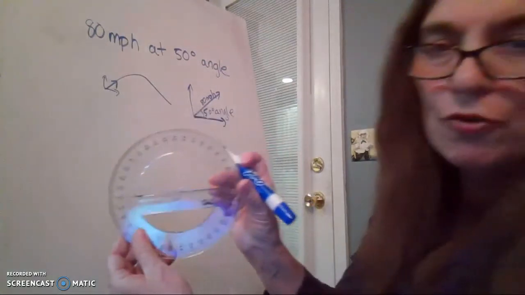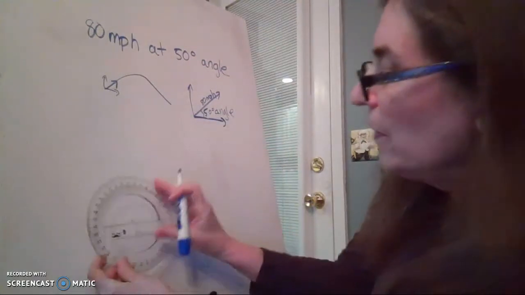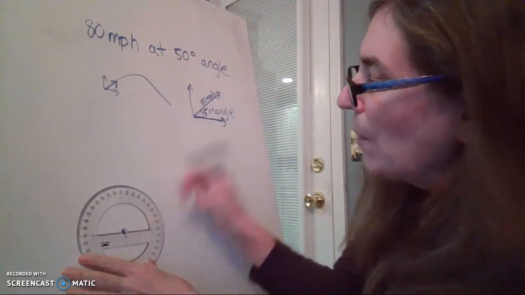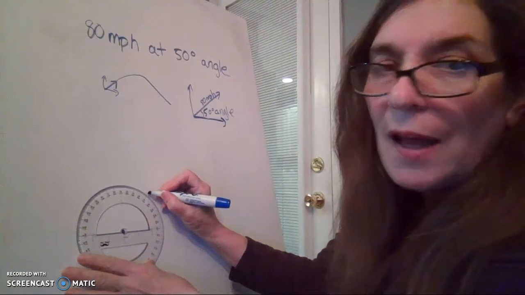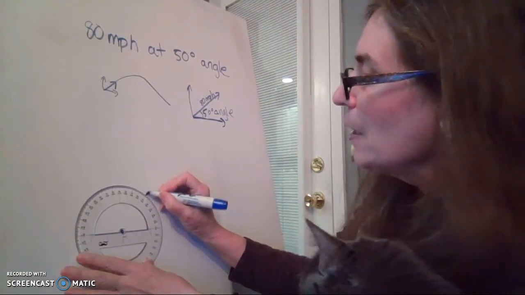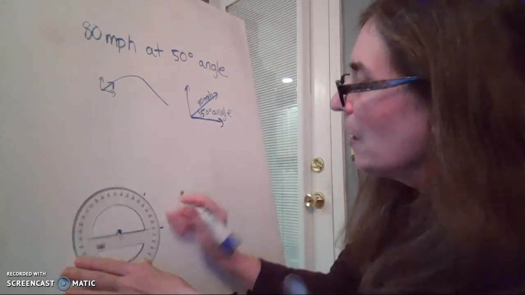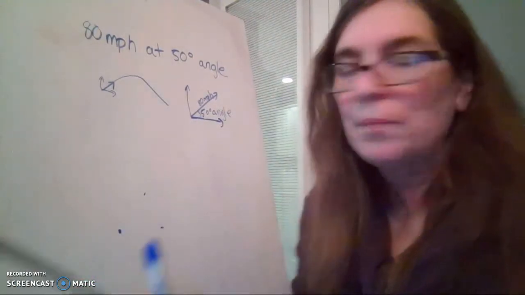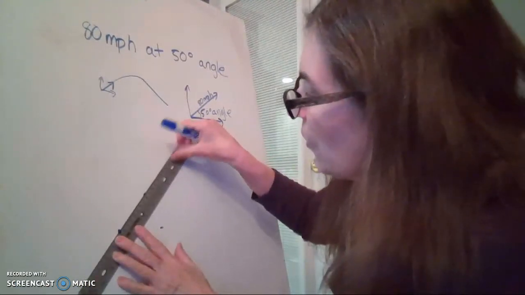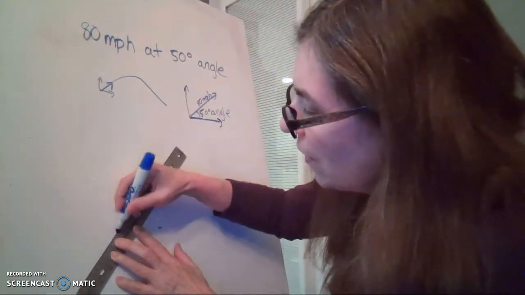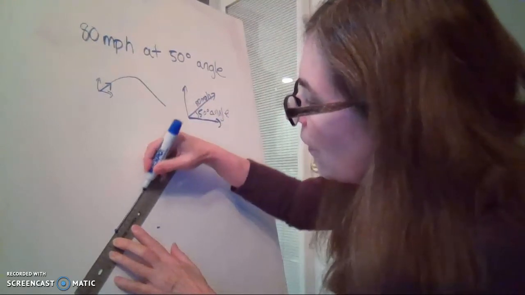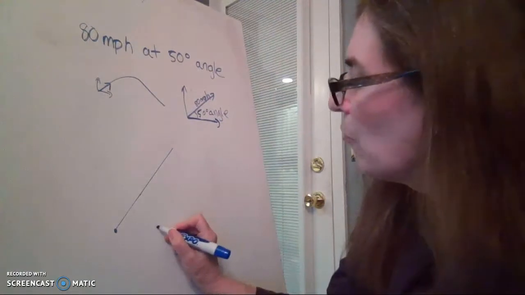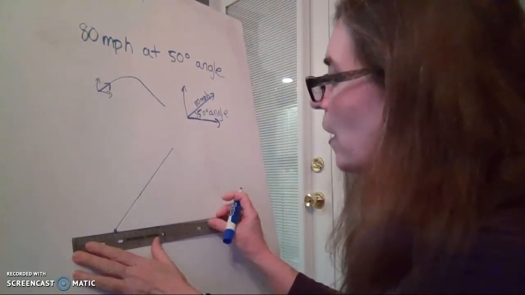So I'm going to take my protractor and put the center on the dot, and mark where it's at 50 with a little line. So it's going to be 50 right here, and right here is 0 degrees. Then I'm going to take my ruler and connect the middle dot and draw a line. And this would be the forward direction going this way.